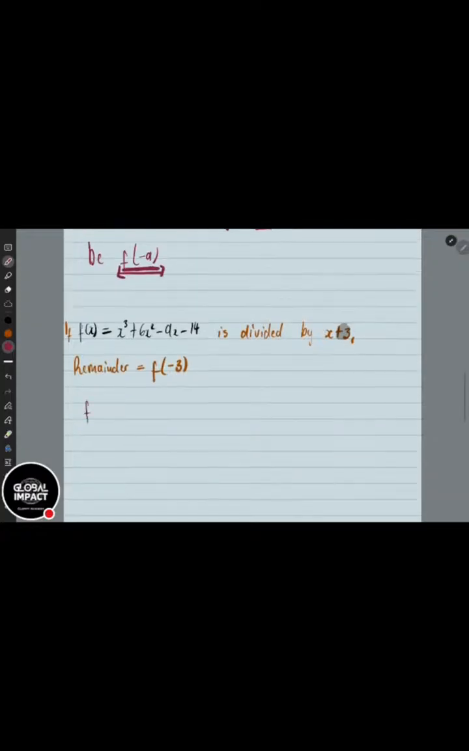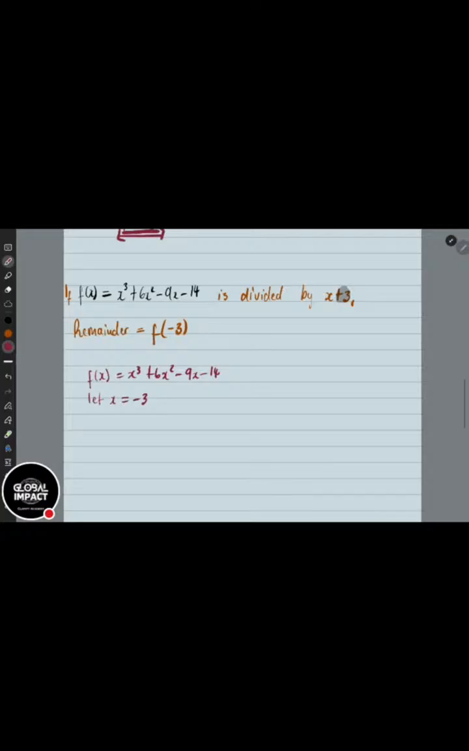So you're going to say f of negative 3 is going to be equal to negative 3 all cubed plus 6 by negative 3 all squared minus 9 by negative 3. If you want, you can even rewrite it so that there is nice sequence. f of x is equal to x cubed plus 6x squared minus 9x minus 14. Then you can say let x equal to negative 3. You now say f of negative 3. f of negative 3 is equal to negative, wherever there is x, we are now putting negative 3.